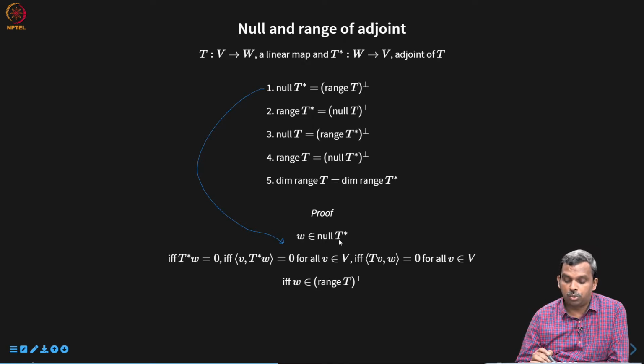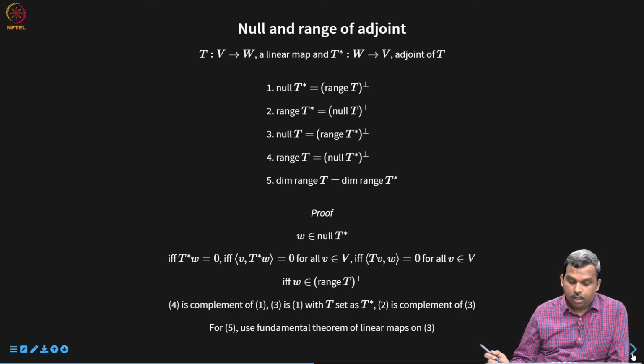So w belongs to null of T star if and only if w belongs to the complement of range of T, and notice how this nice relationship came about because of this property of the adjoint. This is important to note. It's a clean little proof, but go and think about it. Maybe draw a couple of pictures if you like to understand where this came from. But this is true: null of T star is range of T complement.